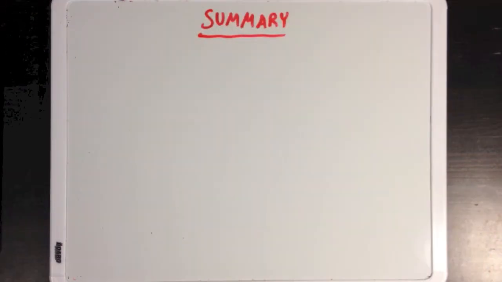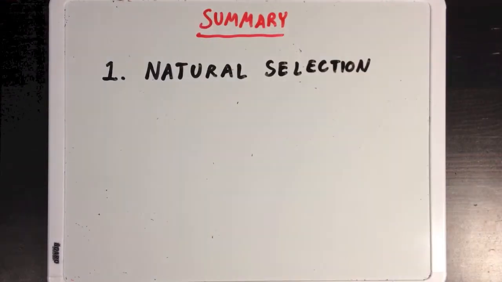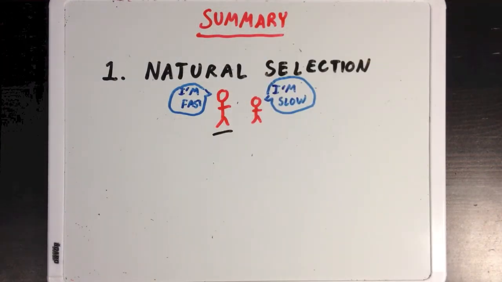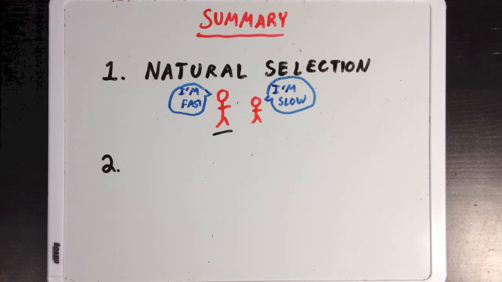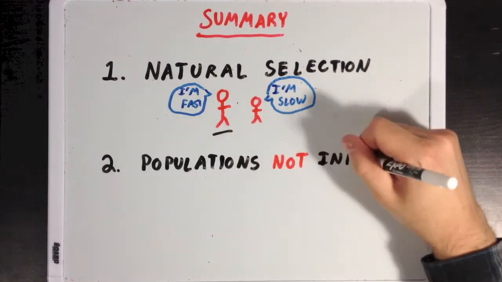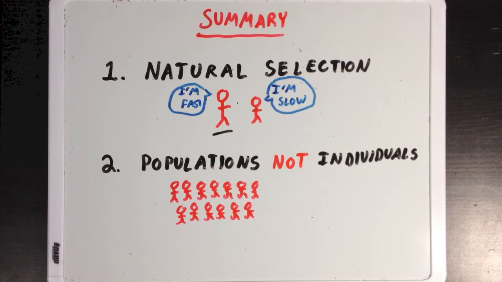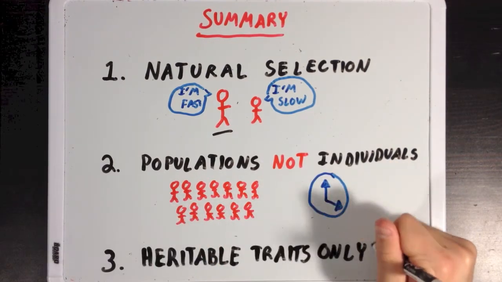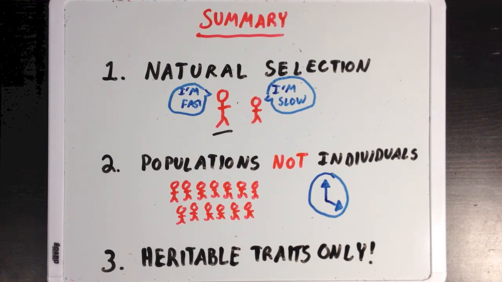So what did we learn? Well, first we learned about the concept of natural selection and how traits that help an organism survive are more likely to get passed on to offspring. Next, we learned that evolution, which is driven by natural selection, occurs to populations, not individuals, and occurs over a huge period of time. And finally, we learned that natural selection only applies to heritable traits, ones that are genetic and passed down from generation to generation.